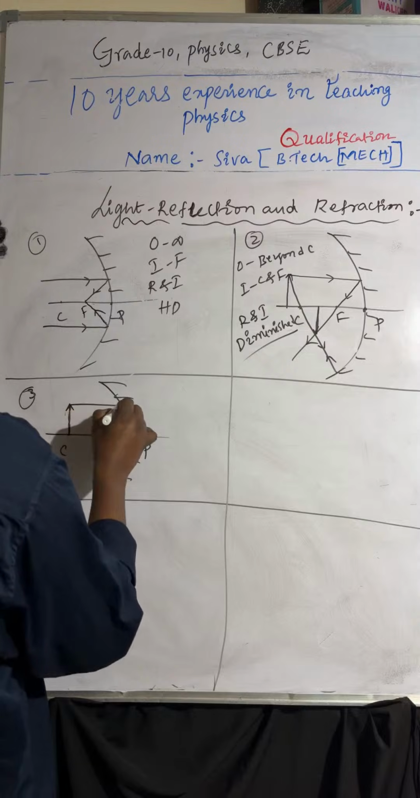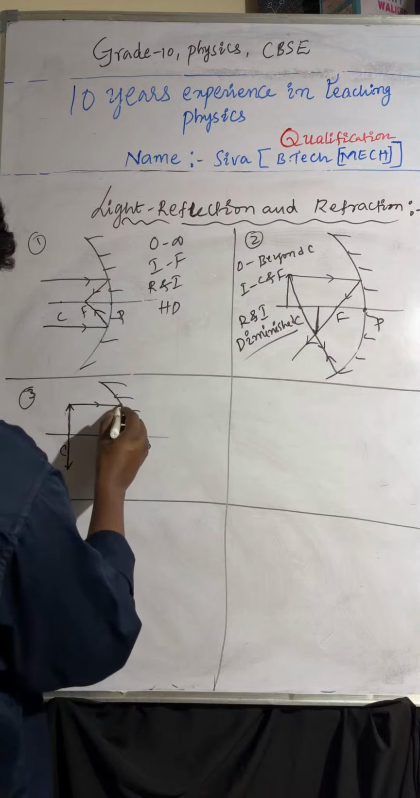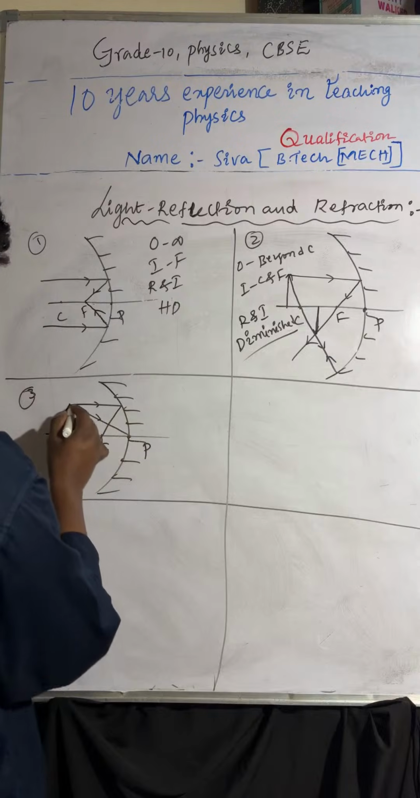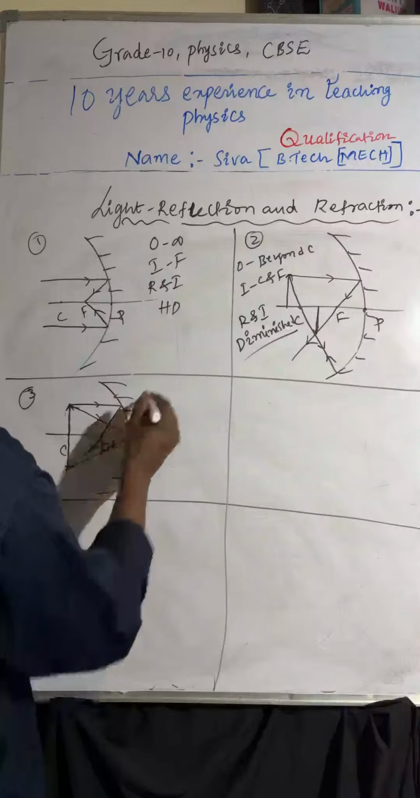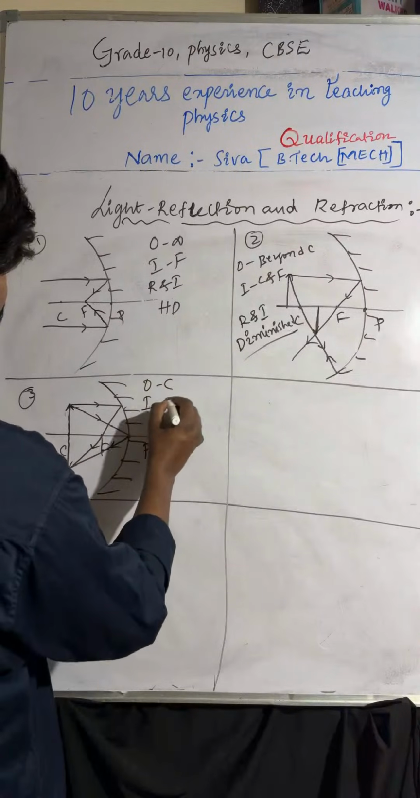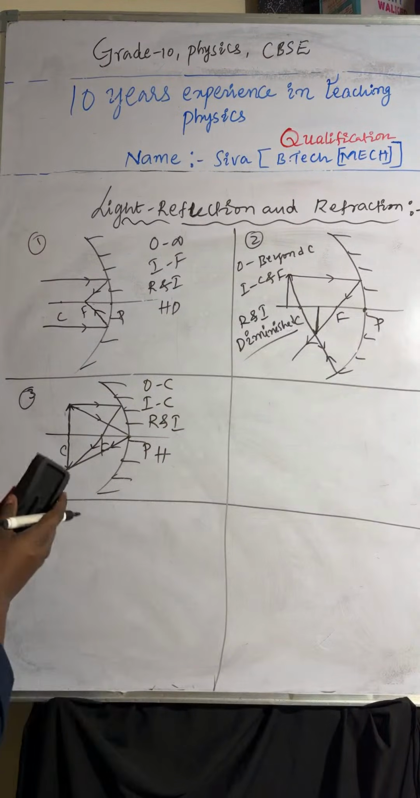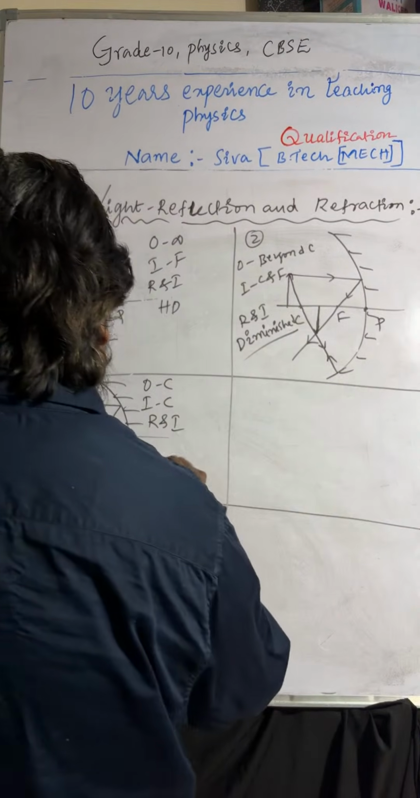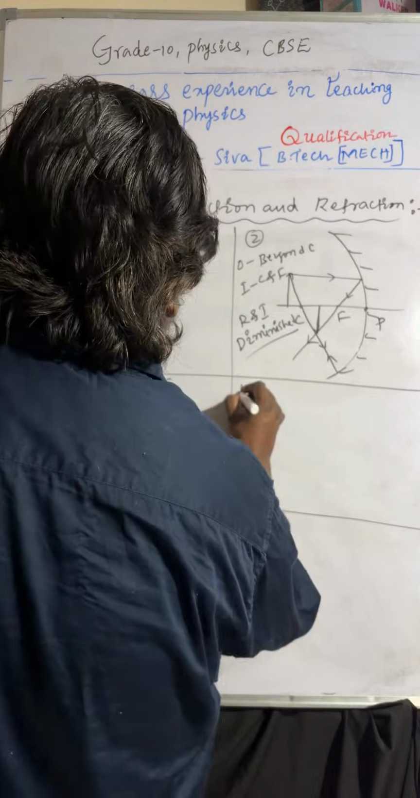One light ray I am taking like this, it passes through focus. Another light ray is incident at the pole. Here you can see, object at C, image also will form at C. Nature of the image is real and inverted. Size of the image is the same size. Same size of the image will form at C. Coming to the fourth one.